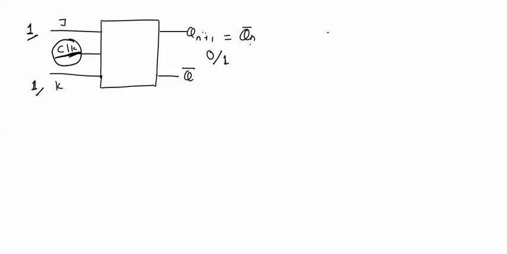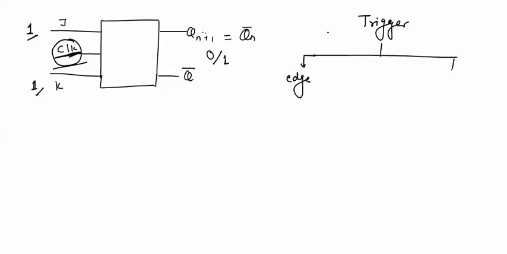For changing the output, it should be triggered by applying the suitable clock to JK flip-flop or any other flip-flop. So this clock or triggering of a flip-flop is of two types. One is edge triggering, other is level triggering.